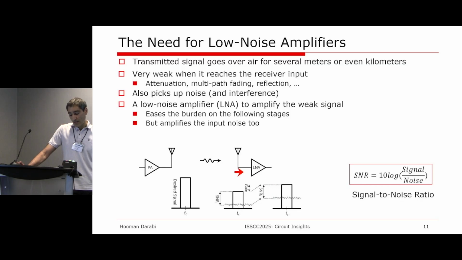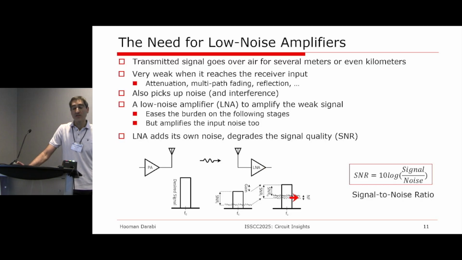The problem, though, is that the LNA uses active circuitry, so it adds its own noise. So the noise is going to be lifted even further. As a result, the final output signal to noise ratio, which is this level compared to that level, is going to be degraded by how much the amplifier adds its own noise. The amount of degradation, in the log domain, is quantified as noise figure, which is a key figure of merit for the LNA and your receiver.